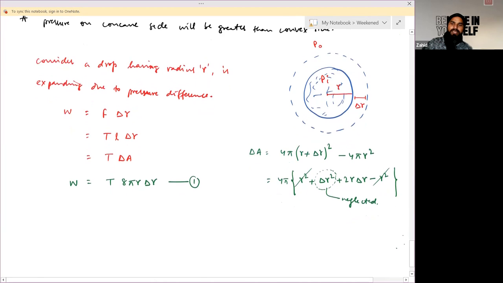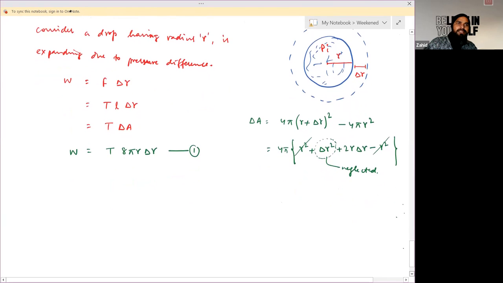So in the next part, we can write in terms of pressure. Again, work done equals force times displacement. Force equals net pressure into area of cross section. Net pressure is Pi minus P naught, into the area of cross section, that will be the area of the sphere at this instant. So it will be 4 pi r square times delta r. So this will be equation second.